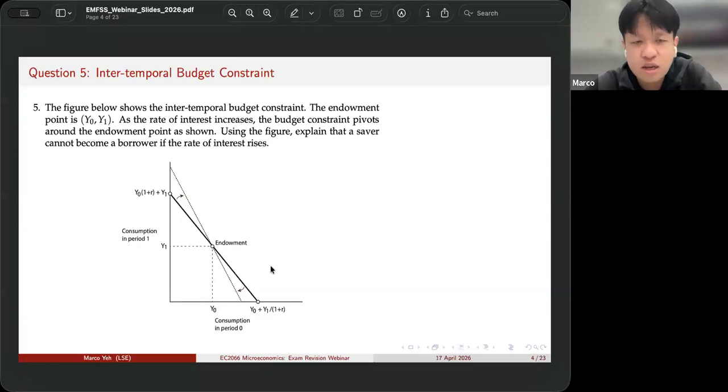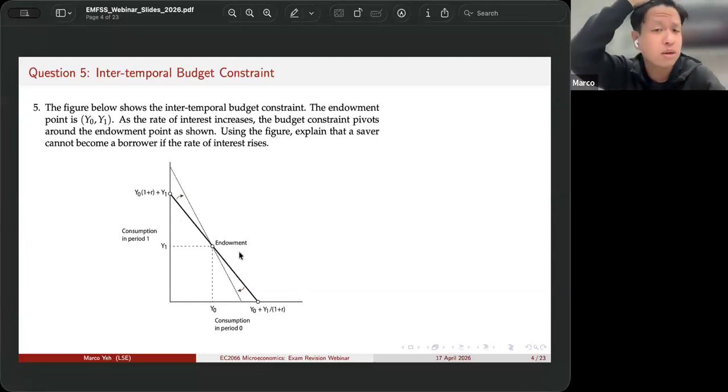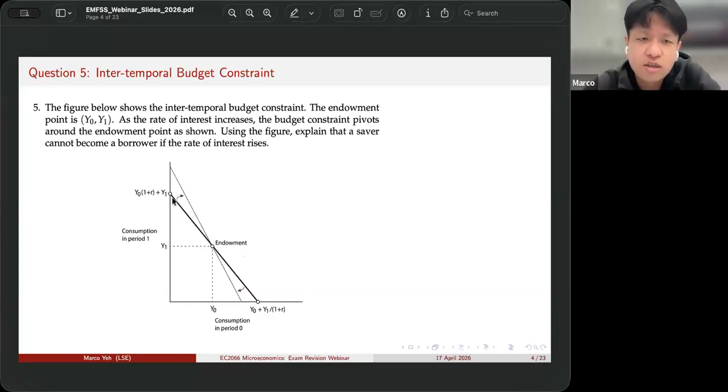Okay, so this is the diagram. We need to make sure that we understand the diagram clearly before we do any other explanation. So first, if you can see, there is an intertemporal budget constraint line on the diagram, which is the black line here. There is a bundle, a point, which is Y0 and Y1. This is the endowment point for the consumer.